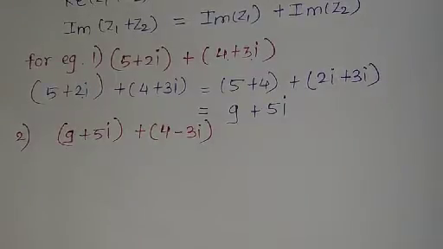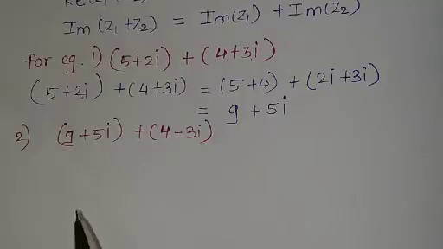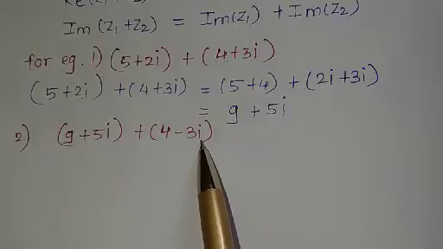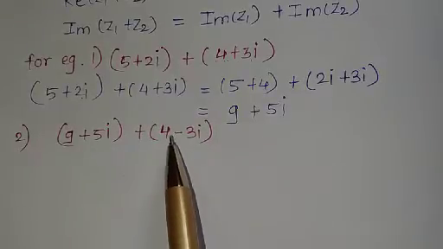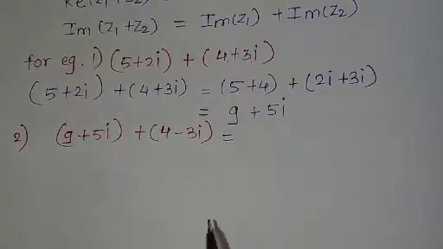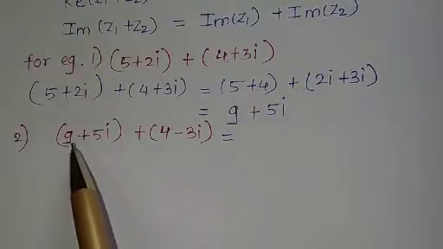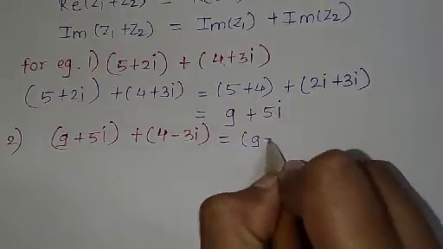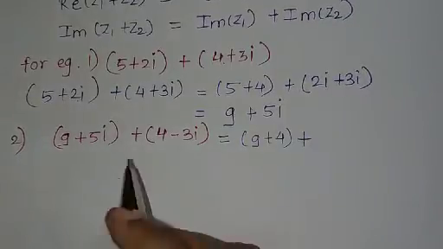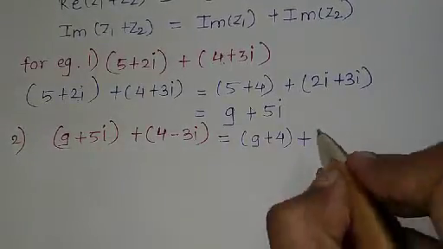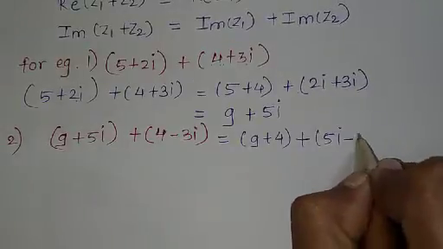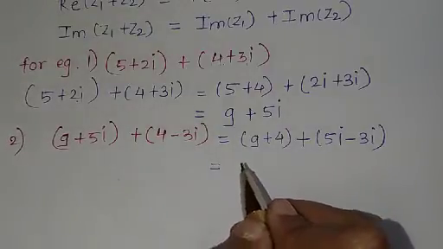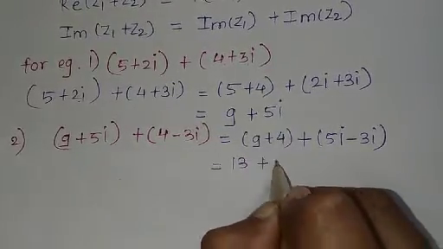Now consider one more example. Here two complex numbers are 9 plus 5i and 4 minus 3i. Again we have to add these two complex numbers. So for this, first of all simply add two real numbers, that is 9 plus 4, plus two imaginary numbers, that is 5i minus 3i. So here we get 13 plus 2i.